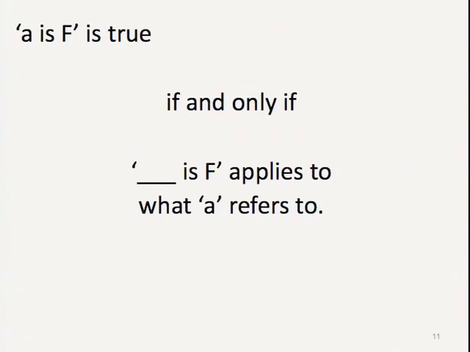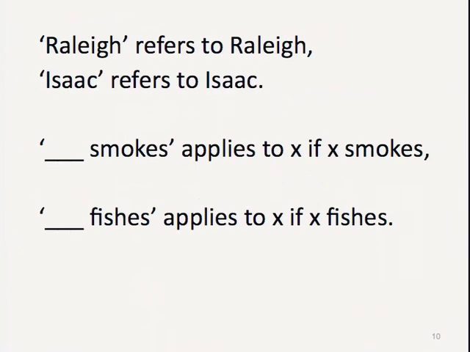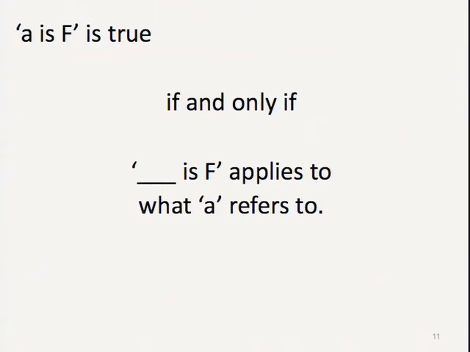A sentence of the form A is F is true if and only if the predicate F applies to what A refers to. Okay? So suppose you want to know whether Rolly fishes is true. What does Rolly stand for? Rolly. So Rolly refers to Rolly. What does it take for fishes to apply to something? Well, X has to fish. So once we toil through the definition, we see that the sentence Rolly fishes is true if and only if fishes applies to what Rolly refers to. What Rolly refers to is Rolly, and fishes applies to Rolly just in case Rolly fishes. So the sentence Rolly fishes is true if and only if Rolly fishes. So we just did it. We toiled through.